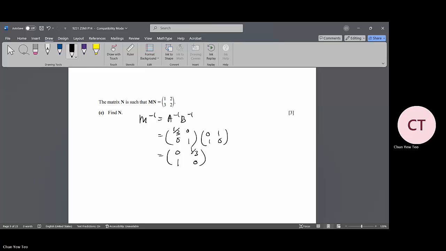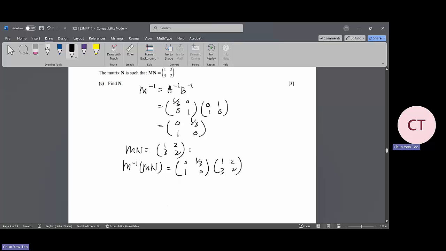Okay, so this is the M inverse. Then Mn is equal to [1, 3; 2, 2]. M inverse multiplied by Mn will be equal to the inverse of M multiplied by [1, 3; 2, 2]. Okay, just like that. Then this will become N. When you expand them, you get this one as a 1, this one as 2 over 3, this one as a 0, and this one as 1.